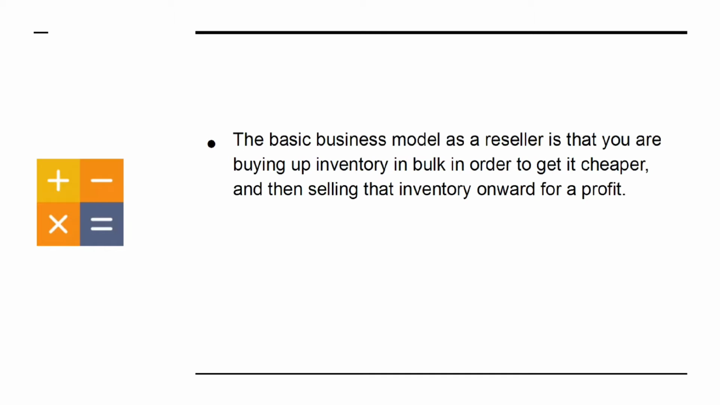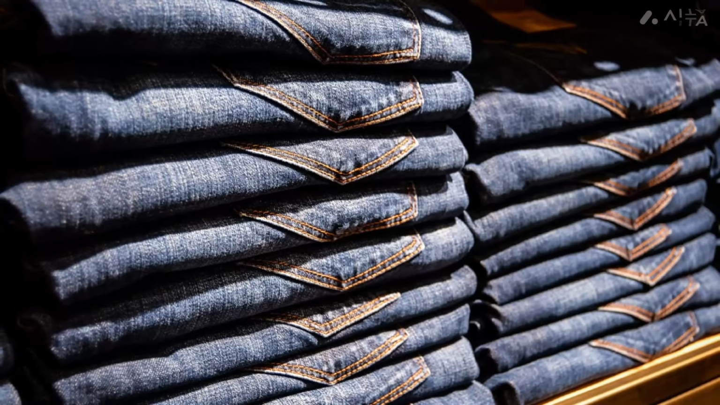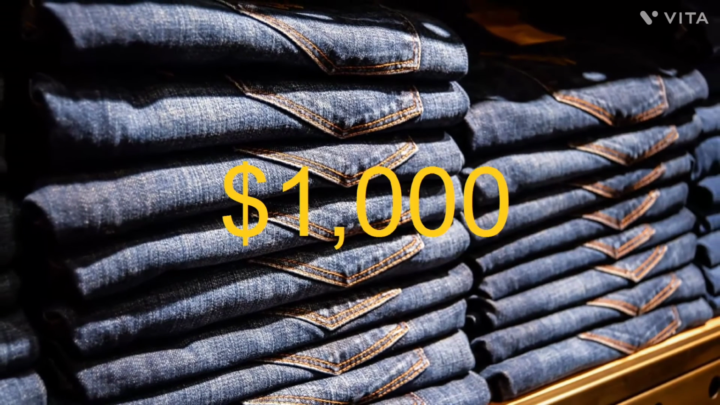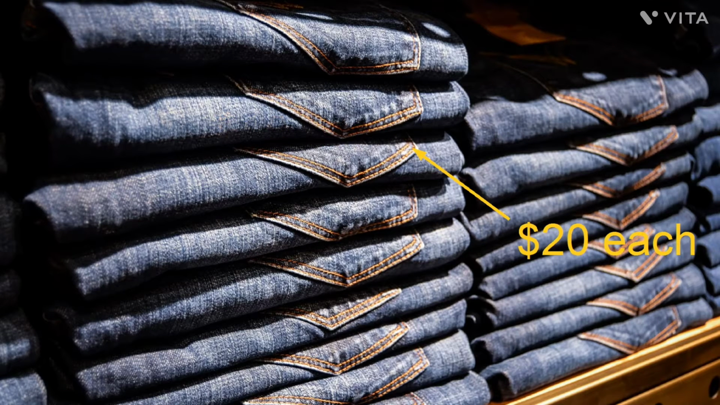The basic business model as a reseller is that you are buying up inventory in bulk in order to get it cheaper, and then selling that inventory onward for a profit. You get to keep the difference, which is how you calculate profit. It also works very well for Amazon FBA. So let's say that you have invested in 100 jeans. You paid $1,000 for these, meaning that they cost you $10 each. Keystone pricing would dictate that you sell them on for $20. This in turn would help you to sell them at a reasonable price while still keeping a healthy profit.